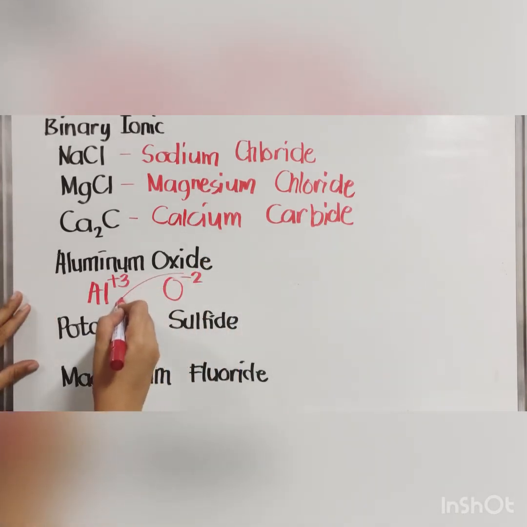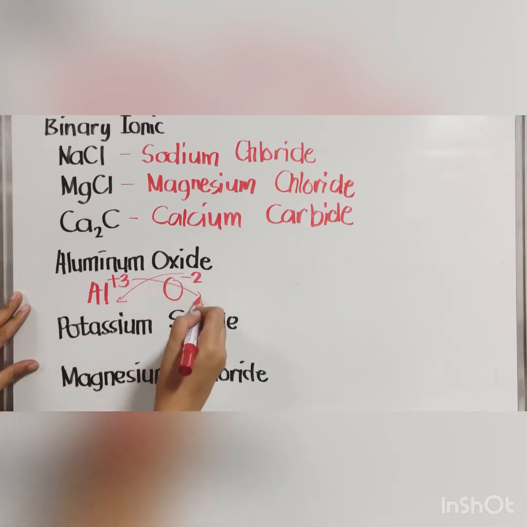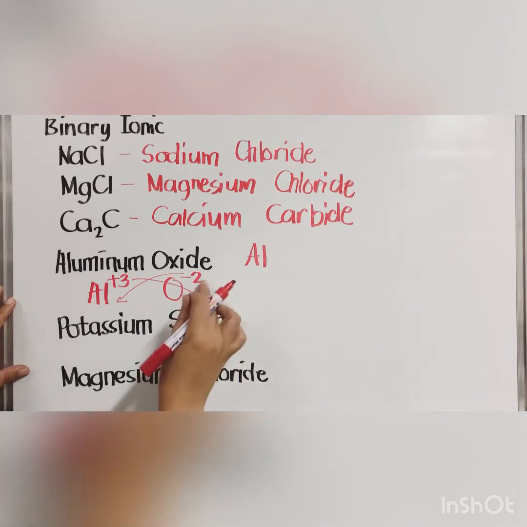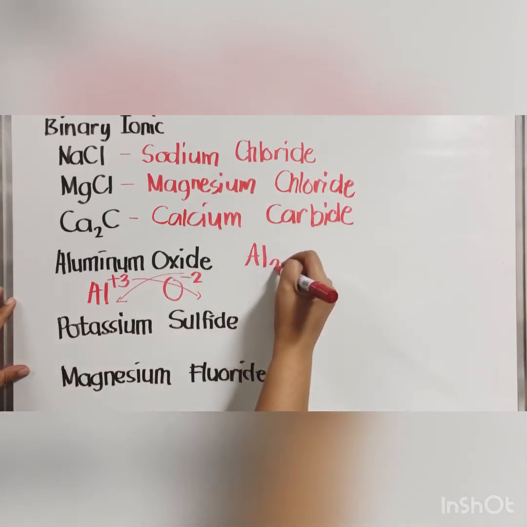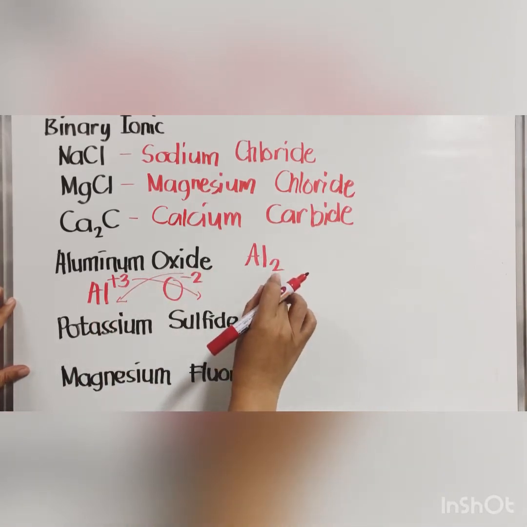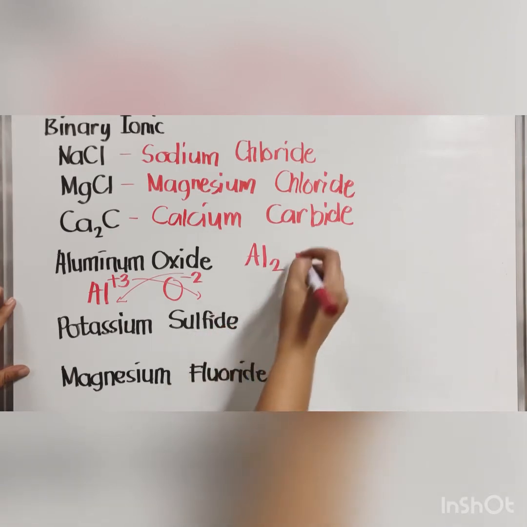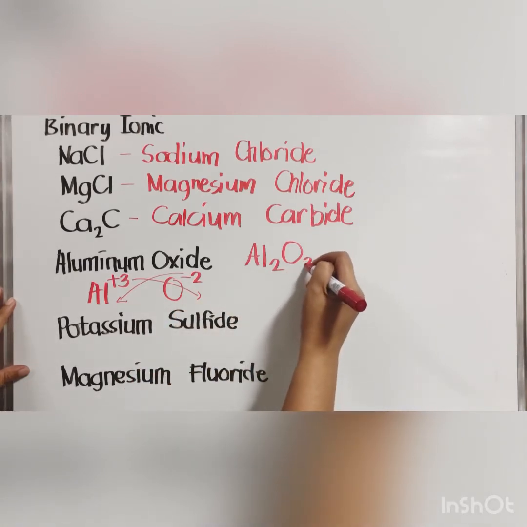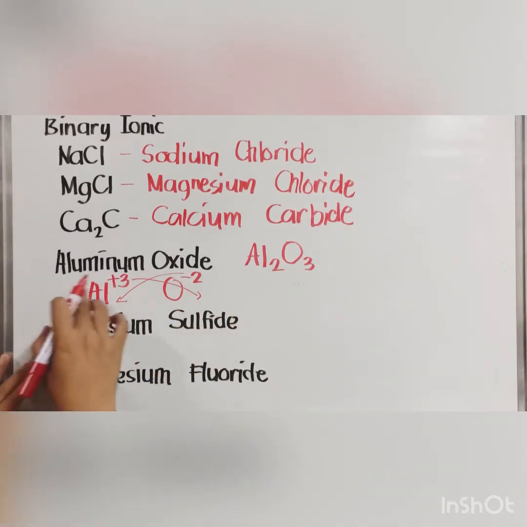So we're going to perform crossing over of charges. Crossing over of charges will give you Al, then you give the 2 of oxygen. No more charge. It should be in absolute value. So that's going to be Al2. And then the second element is oxygen. Then you give the 3 charge of the aluminum. So Al2O3. That's our aluminum oxide.